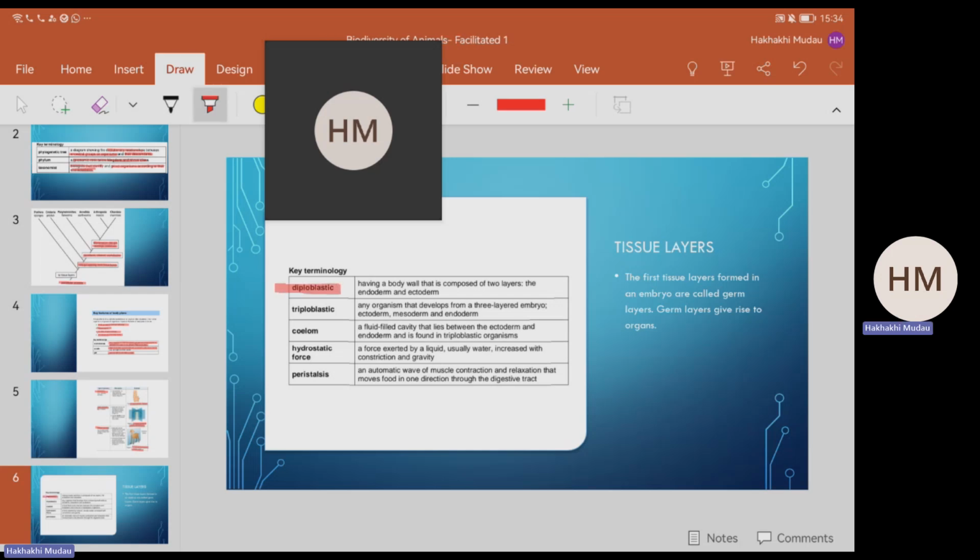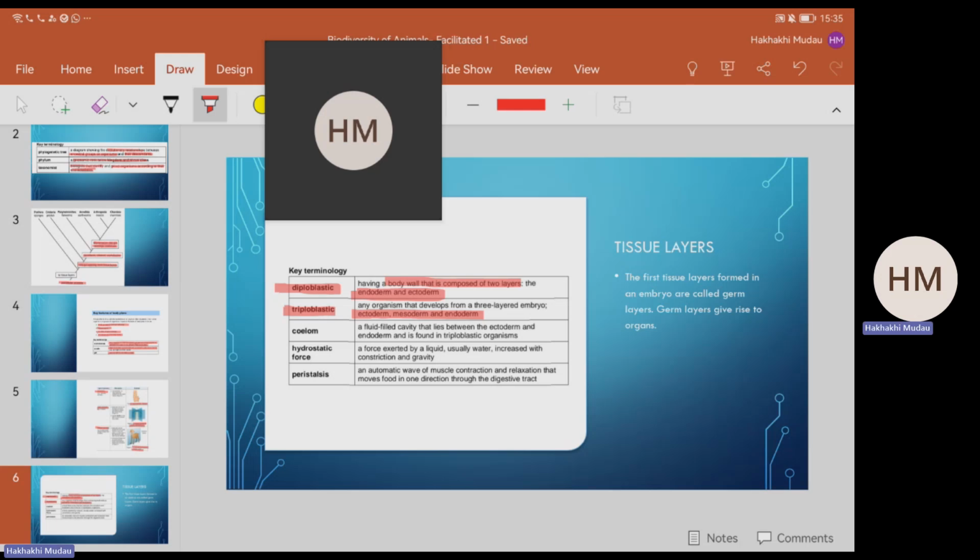So it has a body wall that is composed of two layers, the endoderm and the ectoderm, right? But once an organism has three layers, we refer to that organism as triploblastic, and those layers are the ectoderm, the mesoderm, and the endoderm. And a coelom is a fluid-filled cavity that lies between the ectoderm and the endoderm and is found in triploblastic organisms.